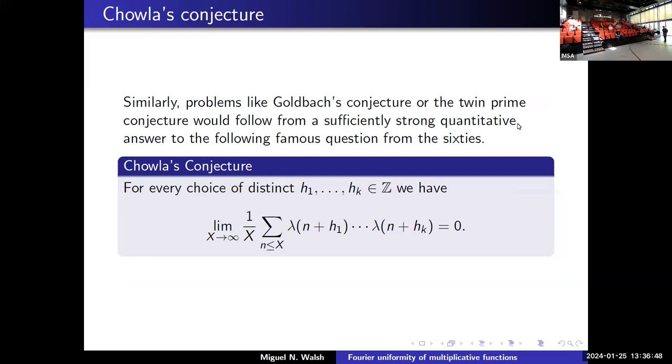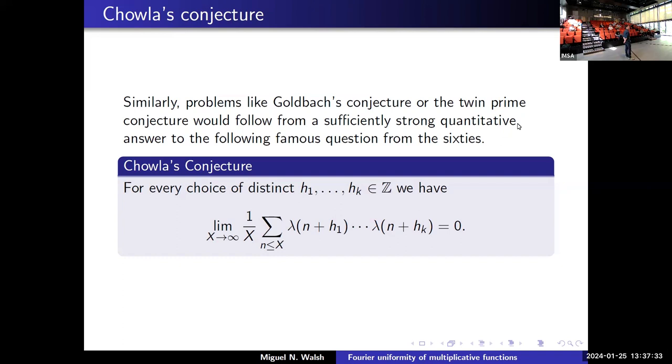But this is not the only important problem about prime numbers with which the Liouville function is connected. In fact, similarly, problems like the twin prime conjecture or the equivalent conjecture will follow from a sufficiently strong quantitative answer to the following very famous conjecture of Chowla, going back to the 60s. Chowla's conjecture says that for every choice of these integers, h1 to hk, this expression here should go to 0. It's essentially the self-correlations of the Liouville function. We take some integers and look at the values of the Liouville function multiplied by the shifts. Basically, a very simple conjecture, but it's a wide open conjecture.